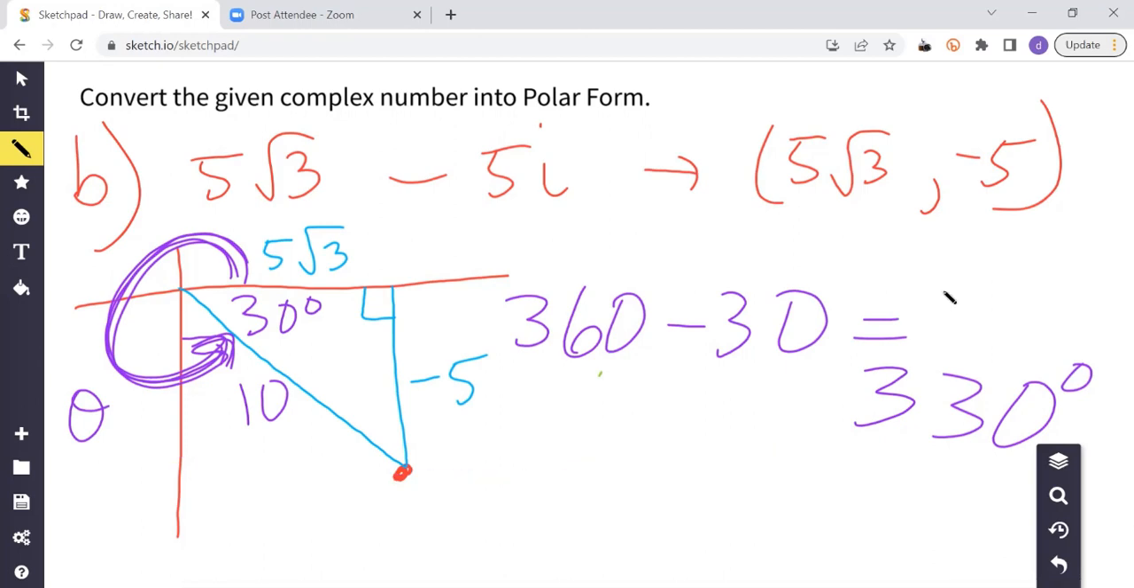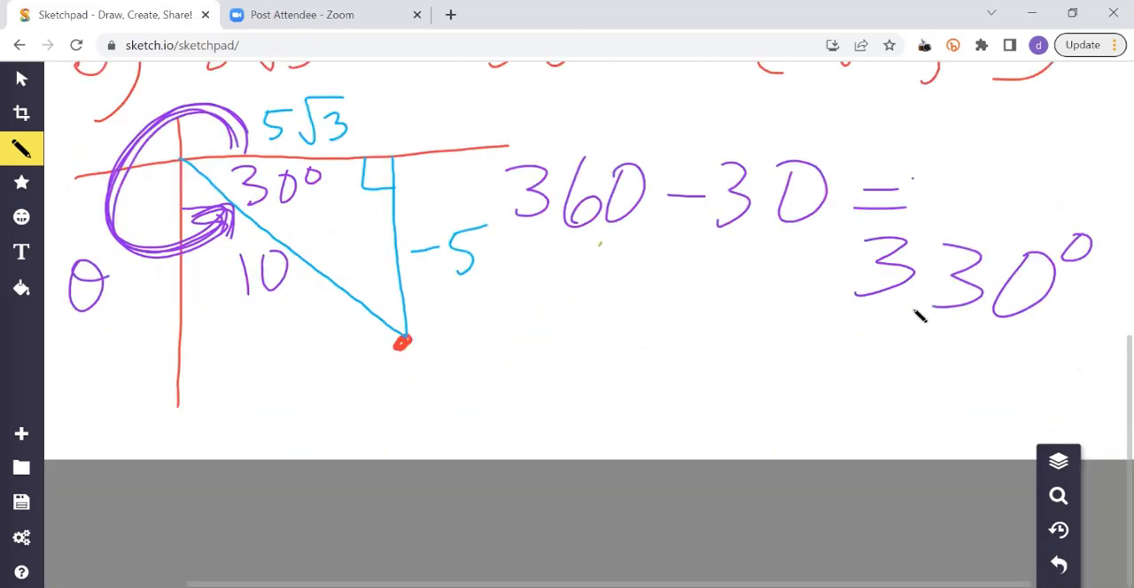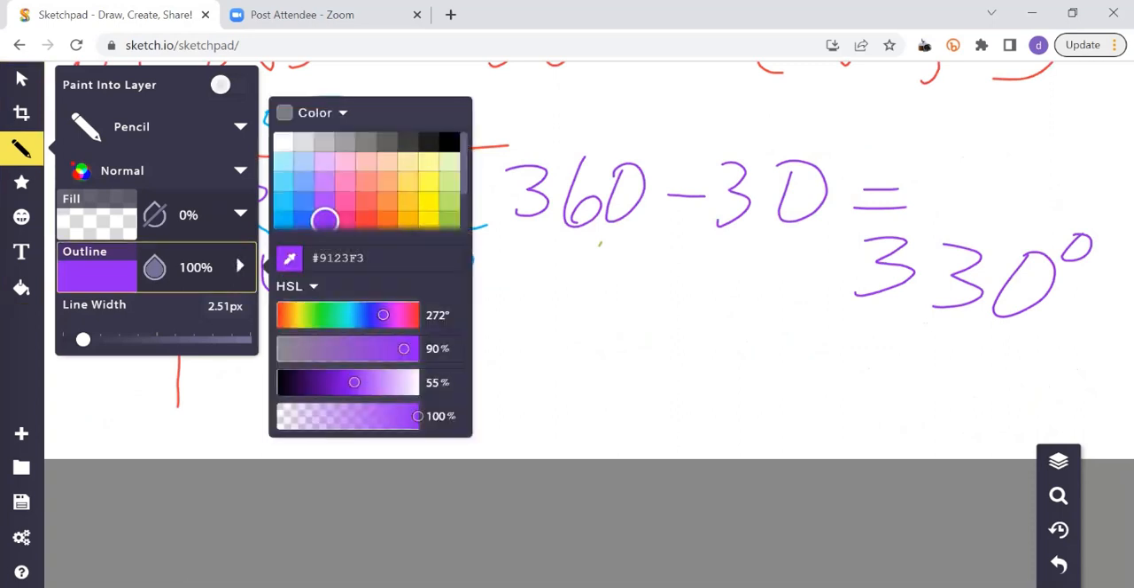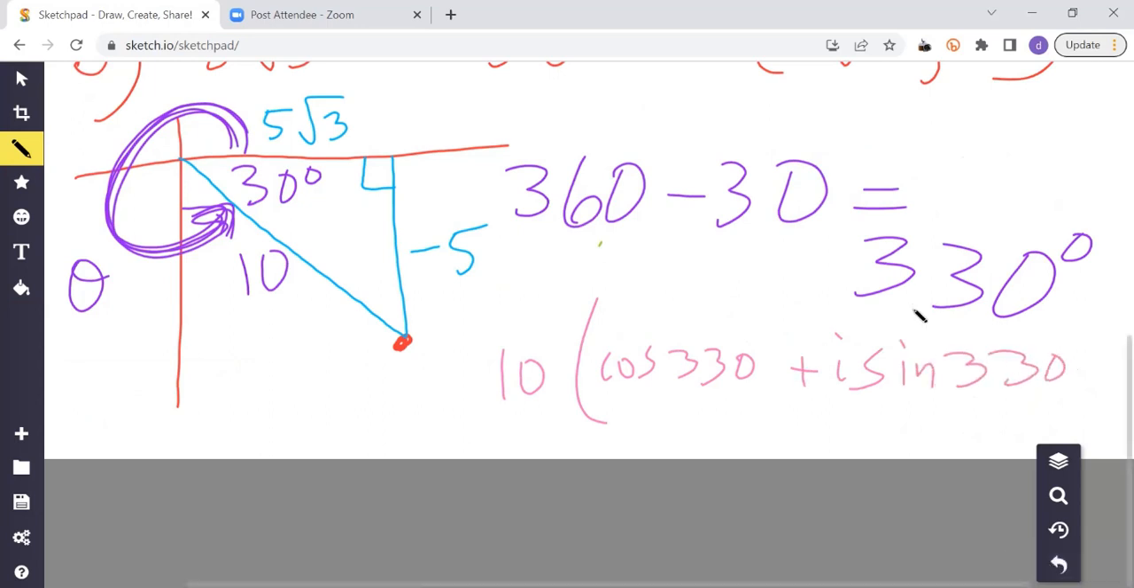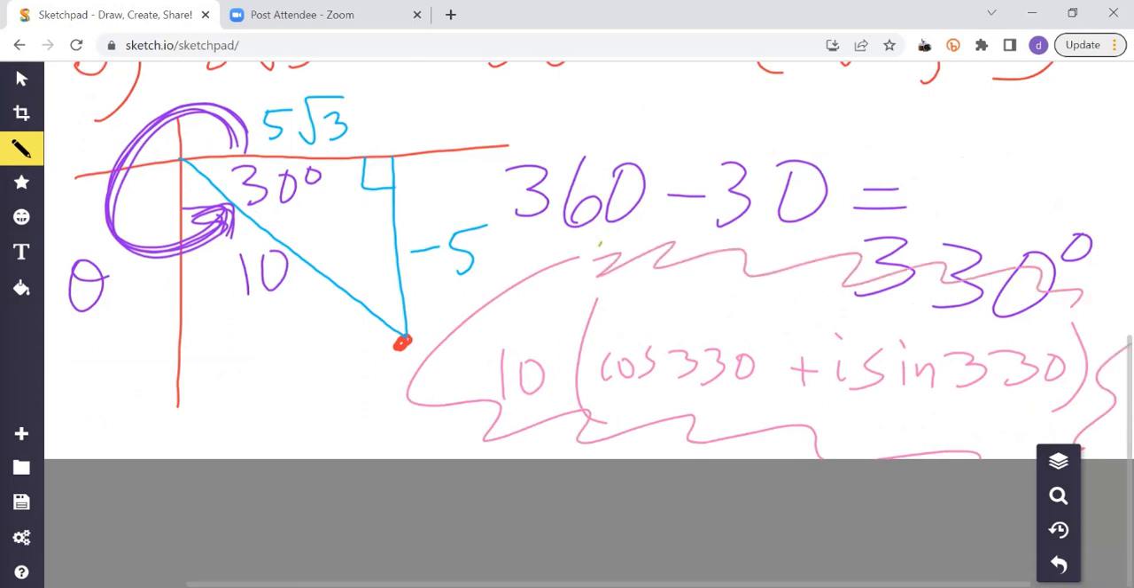So why not write the final answer? Final answer down here, let's go in pink. Final answer in pink, we have 10, cosine 330 plus i sine 330. So r is 10, and then theta was 330 degrees. And again, bubble this in, and this is our final answer.